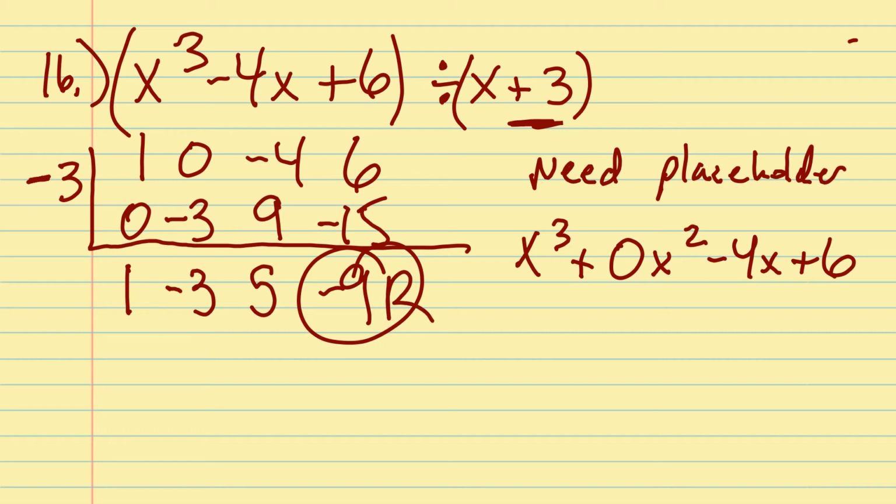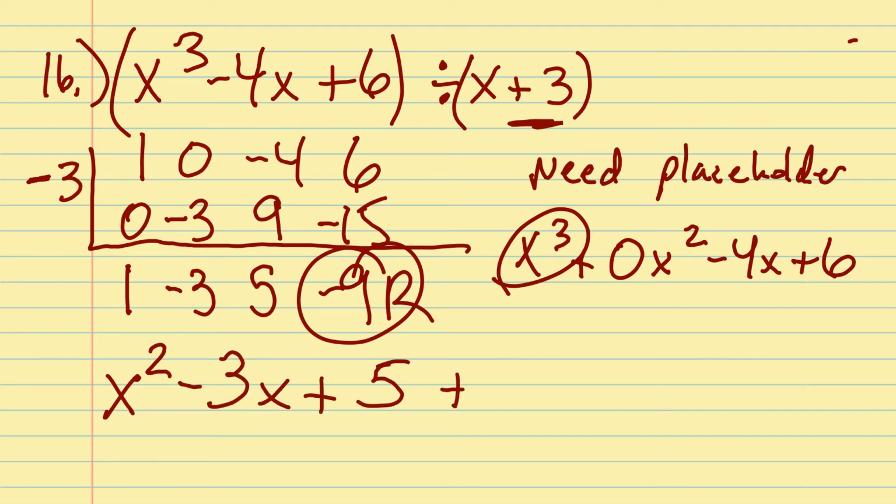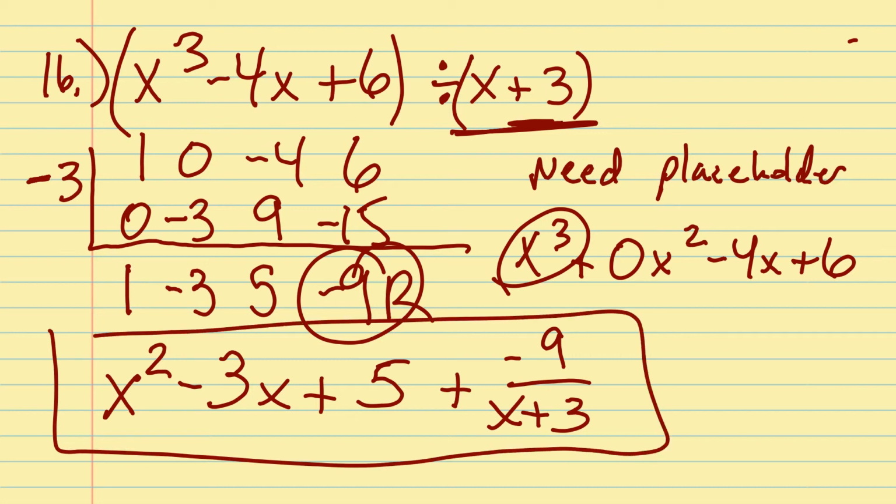So once again, that's step 3. Step 4 says you put your letters back in. Well, I have x cubed, so it's going to be 1 less, x squared, minus 3x plus 5 plus negative 9 all over my entire divisor, x plus 3. And that's it for 16.